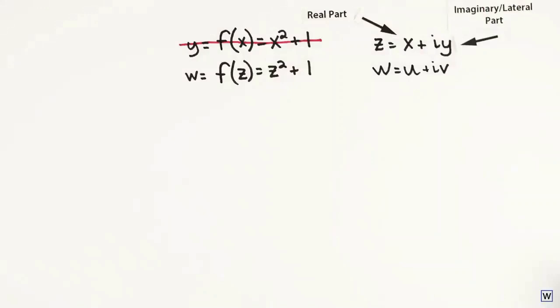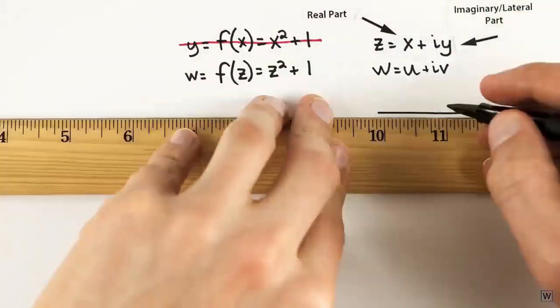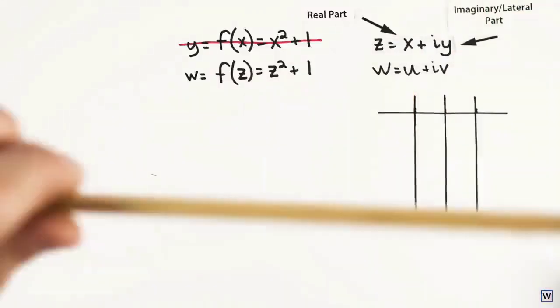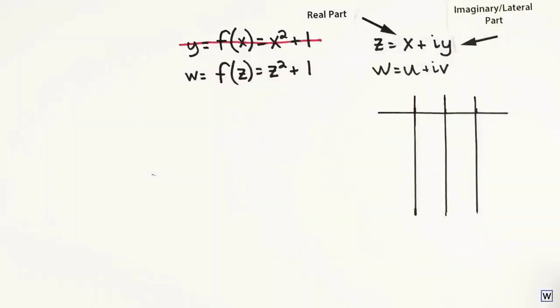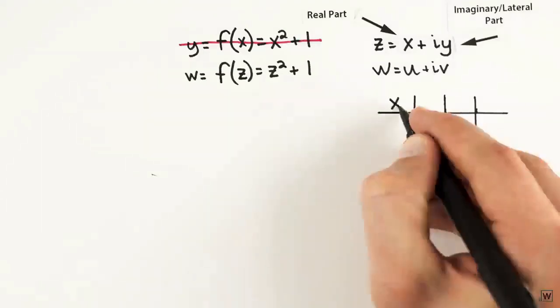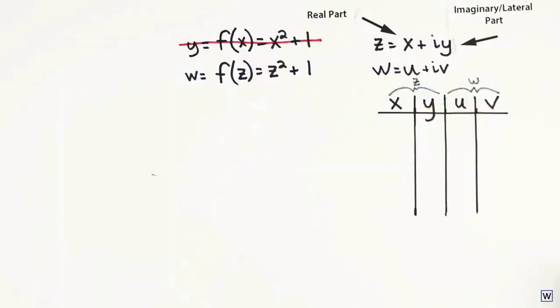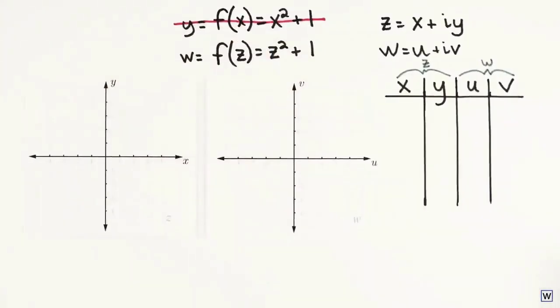Just as we can use tables to keep track of our inputs and outputs for real valued functions, we can also use tables to keep track of our inputs and outputs for complex functions. However, we now need 4 columns to keep track of our 4 variables, x, y, u, and v. We can now experiment with our function f of z equals z squared plus 1.